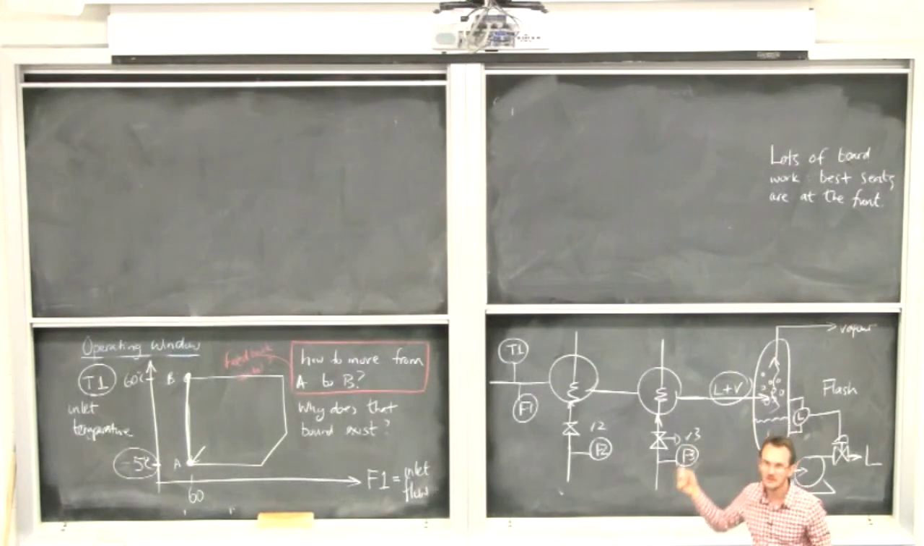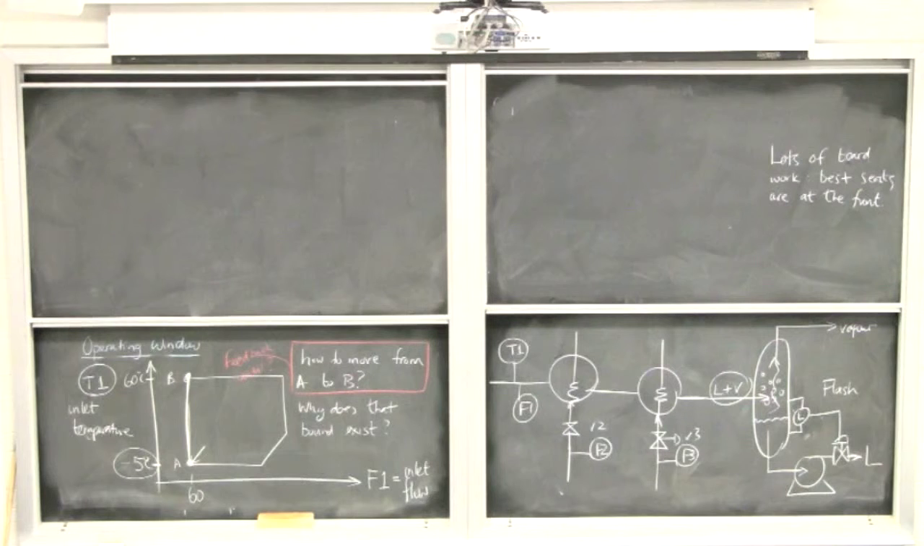Okay? So the operating window, and this is the critical insight, is a region where you can successfully operate your process. No different to the operating window I started the class off with for your human body. The operating window for your human body is a region where you can successfully operate your body at a variety of calorie intakes and ambient temperatures without causing damage to your body.